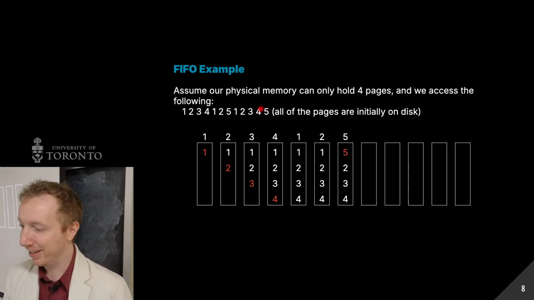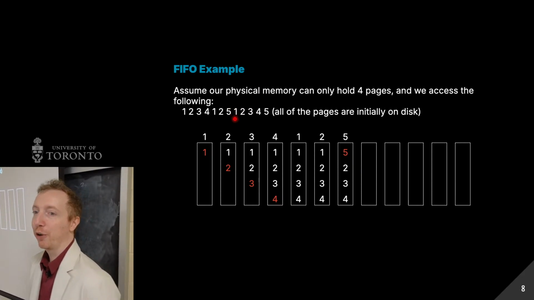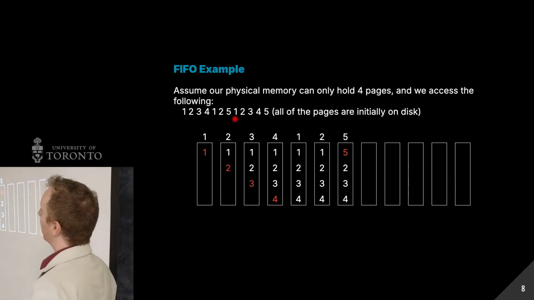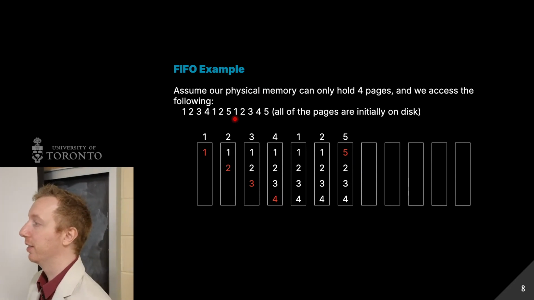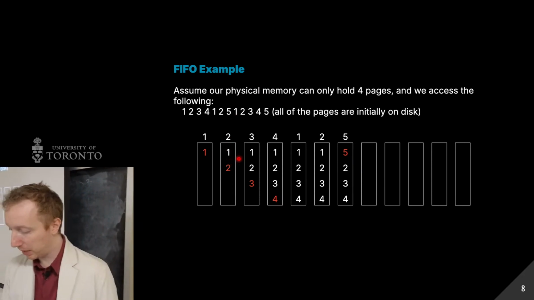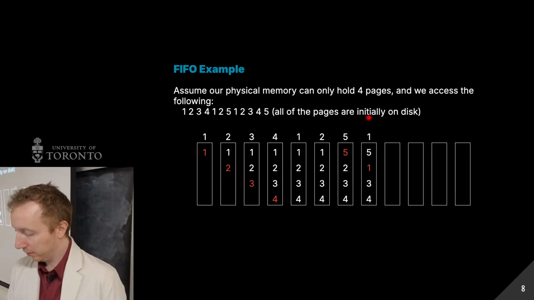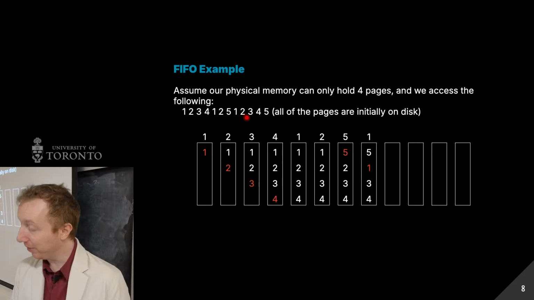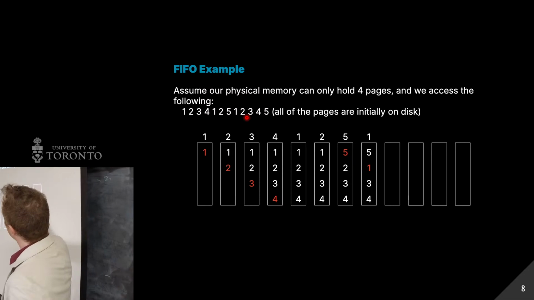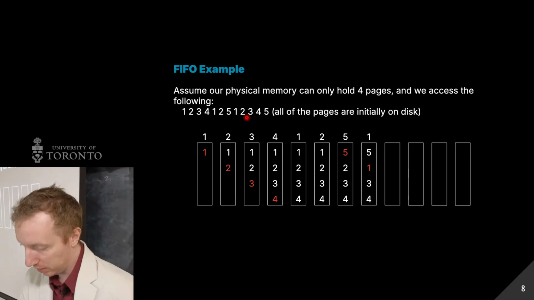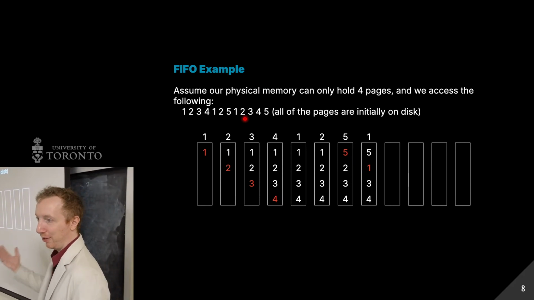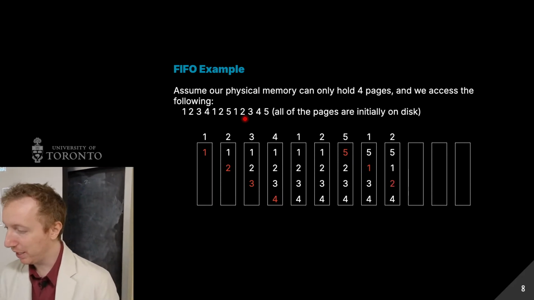Okay, now we access page 1. Crap, it is not in memory. I have to kick out something. What am I kicking out for page 1? 2, the next oldest, right? So I'm kicking out page 2. So, oh no, this seems crappy. Now I'm accessing page 3. Or sorry, now I'm accessing page 2. What do I kick out? Page 3, right? So I kick out page 3.